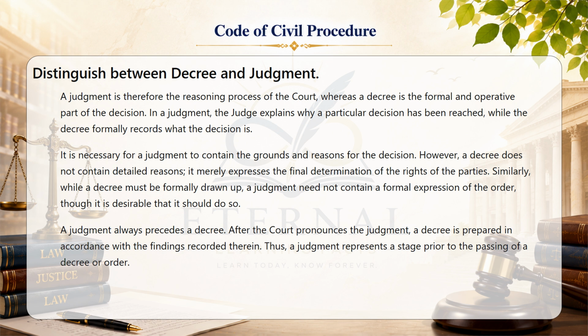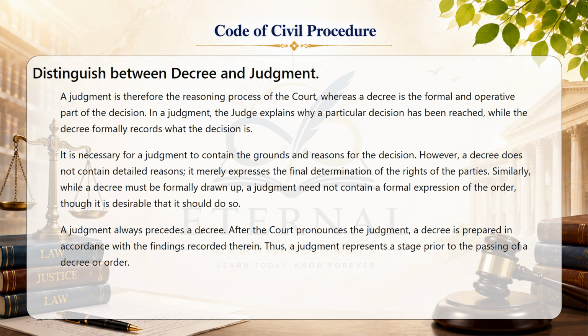In a judgment, the judge explains why a particular decision has been reached, while the decree formally records what the decision is. It is necessary for a judgment to contain the grounds and reasons for the decision. However, a decree does not contain detailed reasons. It merely expresses the final determination of the rights of the parties.